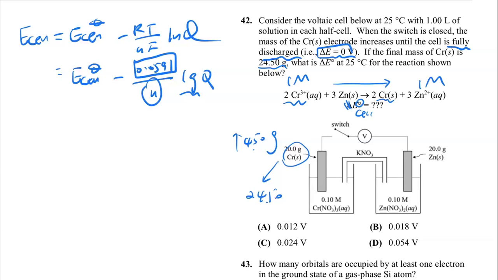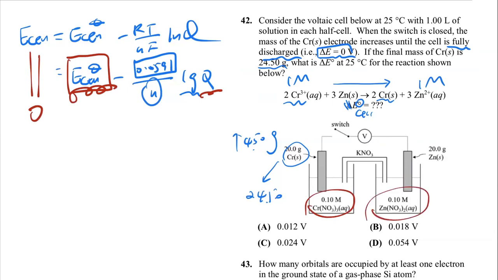So then the question is asking you, what is the E cell standard? And we already know the E cell is 0 when the cell is fully discharged. So if we can figure out what Q is, then we are able to get the E cell standard, right? So how can we get the Q? We need to know the molarity of Cr3+ when it's fully discharged. We need to know the molarity of zinc 2+ when it's fully charged, right? So obviously the Cr3+ is not hard, because Cr3+ equals 0.10 molar minus, right?